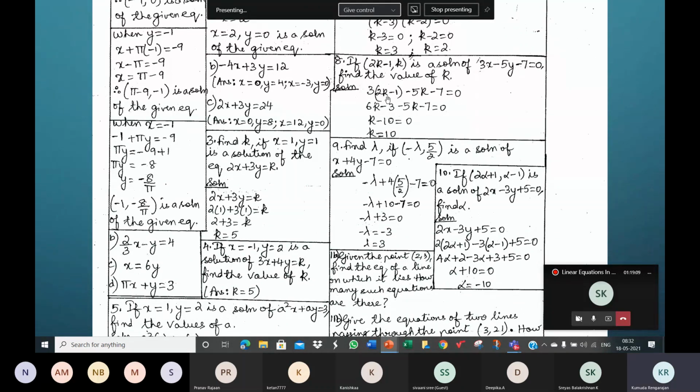See the eighth one. If 2k minus 1 comma k, 2k minus 1 is the x coordinate, minus k, this is the y coordinate. So if this one is a solution of this equation, find the value of k.